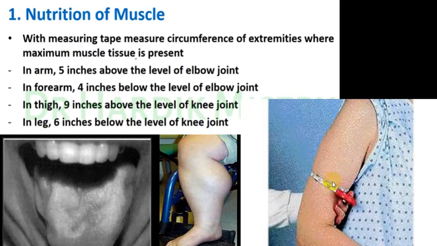From the acromion process to the middle part of the arm, you measure the circumference and compare with the opposite side. So in the arm, 5 inches from the level of the elbow. In the forearm, 4 inches below the elbow joint, and at the knee 9 inches above and 6 inches below. It can depend upon the person, and you measure the circumference and compare right with the left, and that will give you the idea regarding any wasting if it is present.